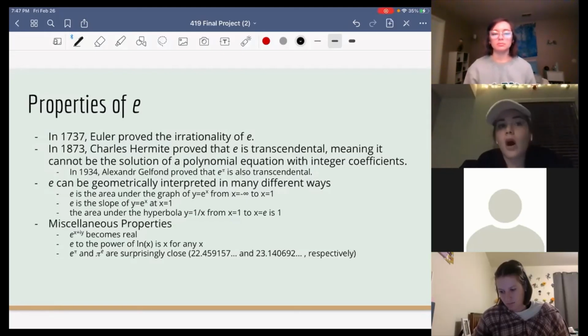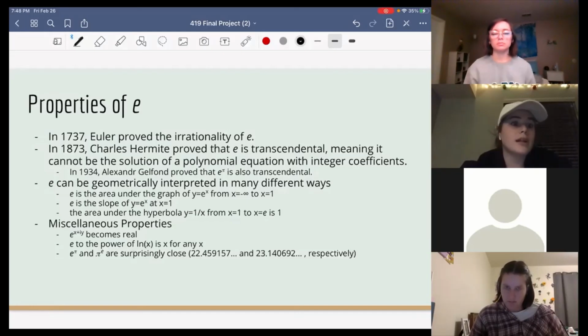Then just some other cool properties. e to the power of a complex number, which is written here as x plus iy, this eventually becomes real. This is a more complicated process that I did not have time to show you, but it is pretty cool. This seemingly obvious thing is that e to the power of the natural log of x is equal to x for any x, and that's because those functions are inverses, as we showed. And last but not least, e to the pi and pi to the e are actually surprisingly close in value. I have their values written down there.